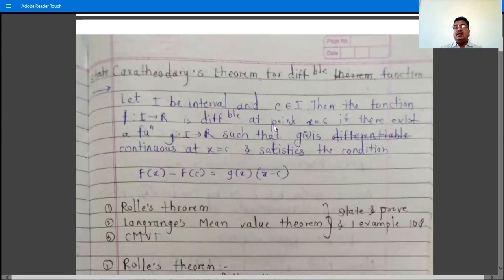c if there exists a function g from I to R, such that g(x) is continuous at x equal to c. This new function g(x) is continuous at x equal to c and satisfies the condition f(x) minus f(c) is equal to g(x) times (x minus c). So this is Carathéodory's theorem for differentiable functions.